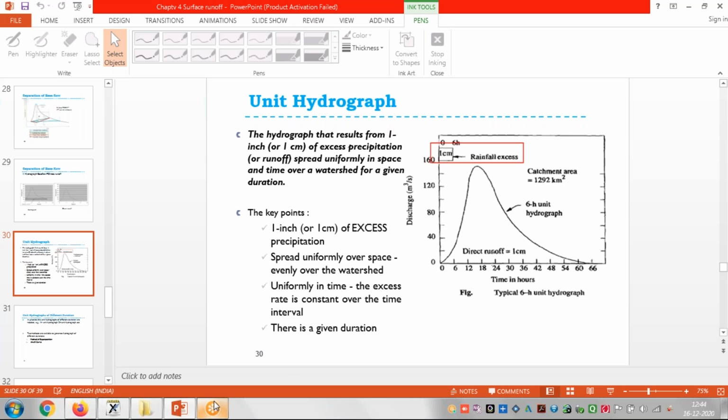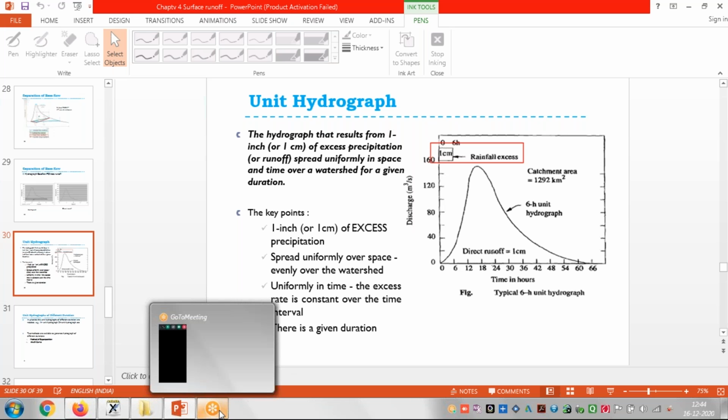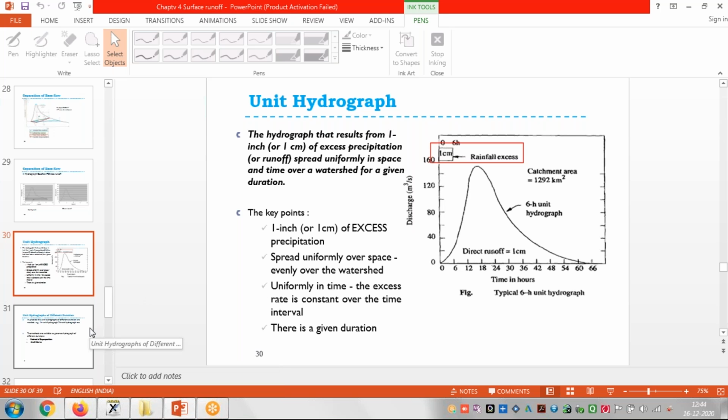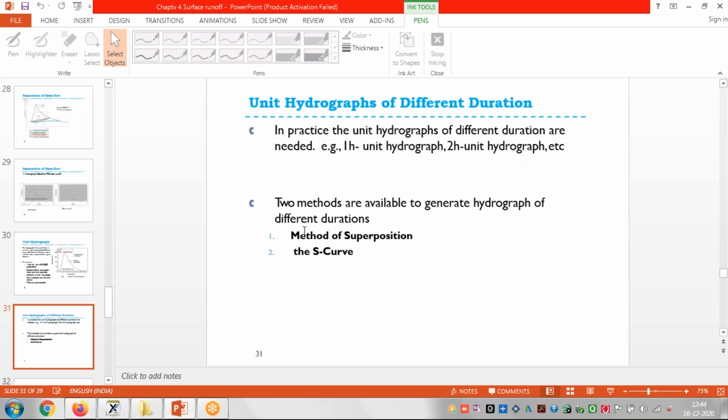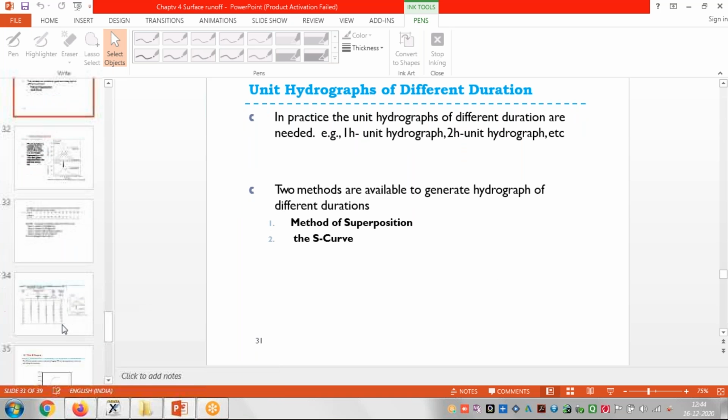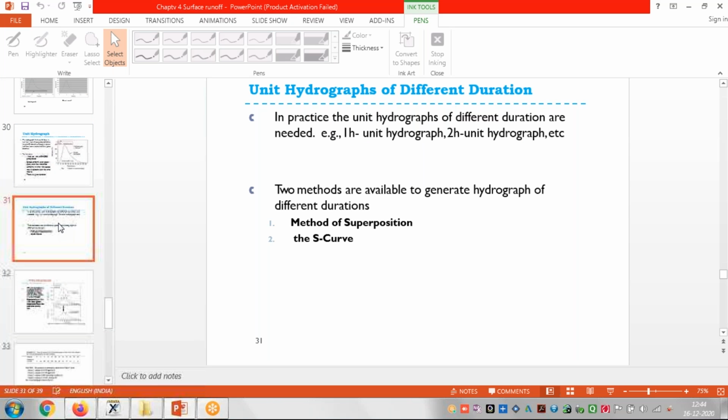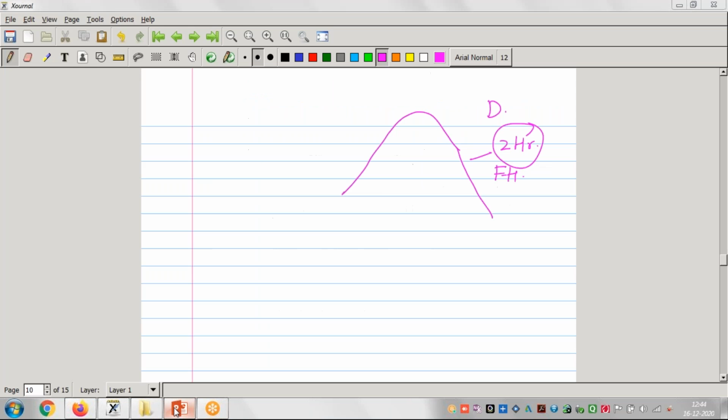Now, what is a unit hydrograph? Just the last portion, only 5 minutes remaining. I will complete this unit hydrograph, and after that we will start the numericals on it. One or two numericals are there, and we will solve them next week. Now I will just explain what a unit hydrograph is.